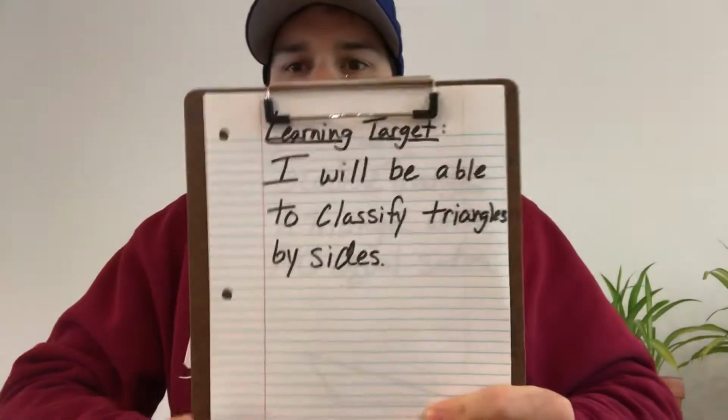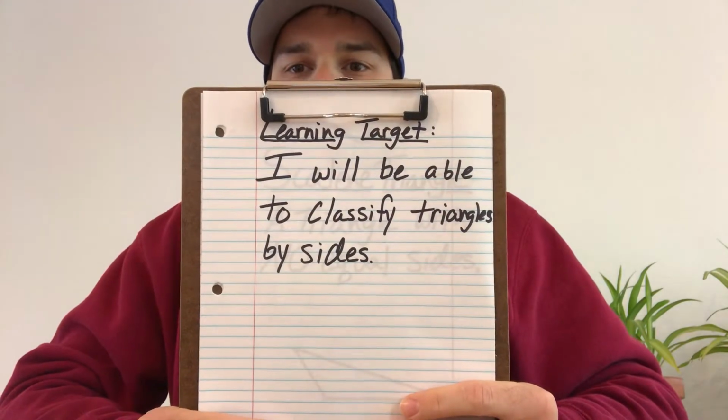The next lesson that you learned from last week was classifying triangles. Remember, classifying is different from naming. It still can be triangle TSU, but is triangle TSU a right triangle, an obtuse triangle, or an acute triangle? Last week we were classifying based on angles, okay? This week we're going to change it up a little bit, and we're going to classify triangles based on their sides. So our learning target this week is: I will be able to classify triangles by sides. That'll be our learning target for this week, okay?